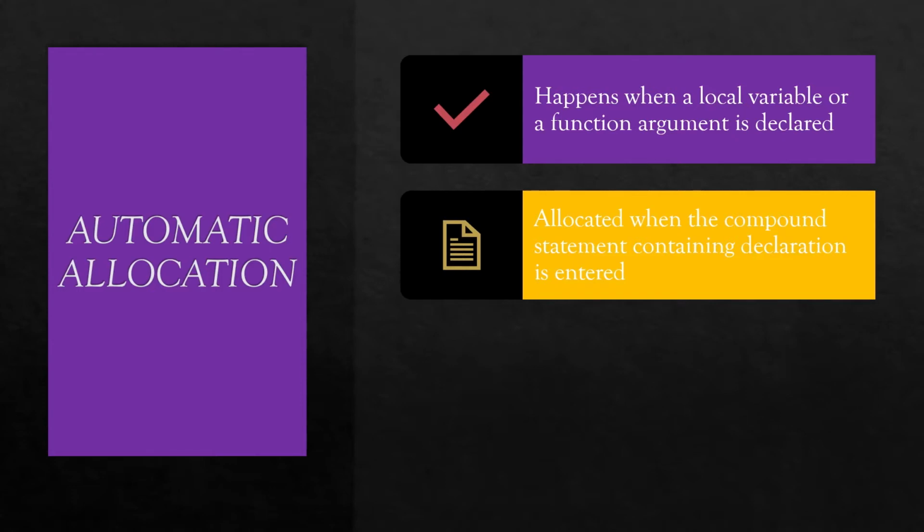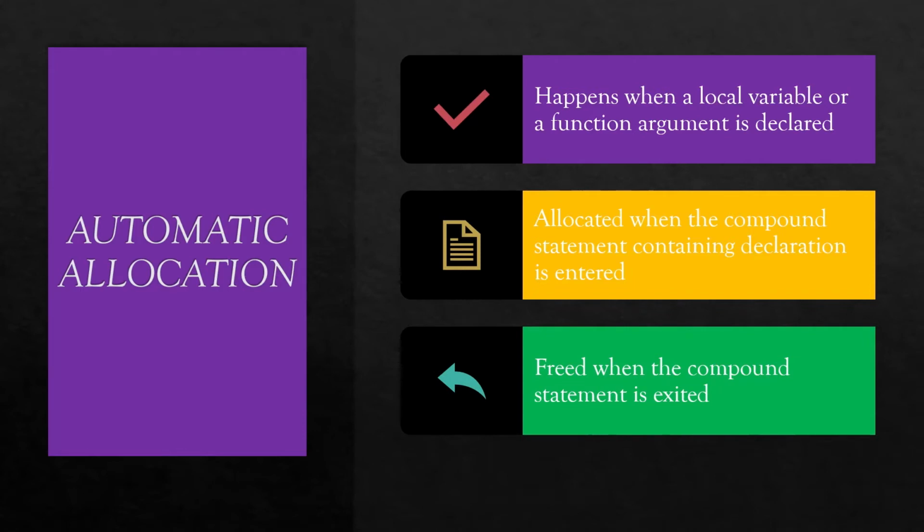And we talked about this in our earlier discussion on functions, when we spoke about how local variables will be assigned their values when the function is entered and will lose their values when the function exits, right? And so using automatic allocation, the memory will be freed when the compound statement is exited. Compound statement again meaning the function.